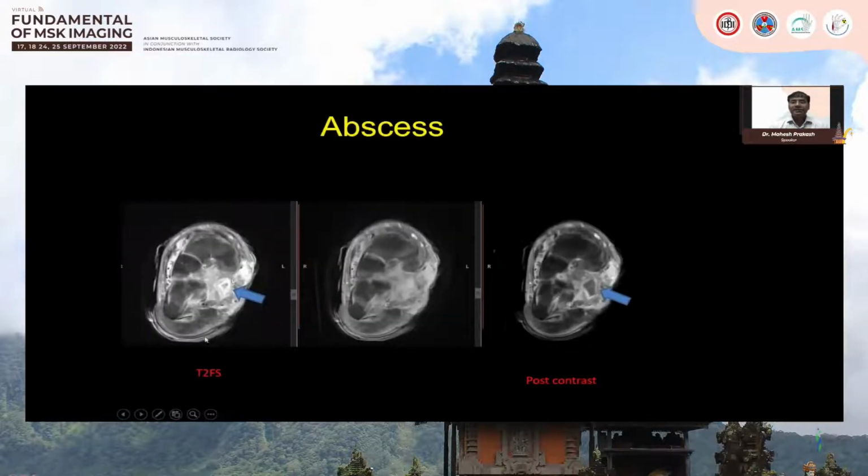See this case, this is T2 fat sat, and this is post-contrast imaging. Here you can see there is hyperintensity in the muscle, and you can see there is a peripheral enhancement and a central necrotic area, the typical imaging feature of abscess.